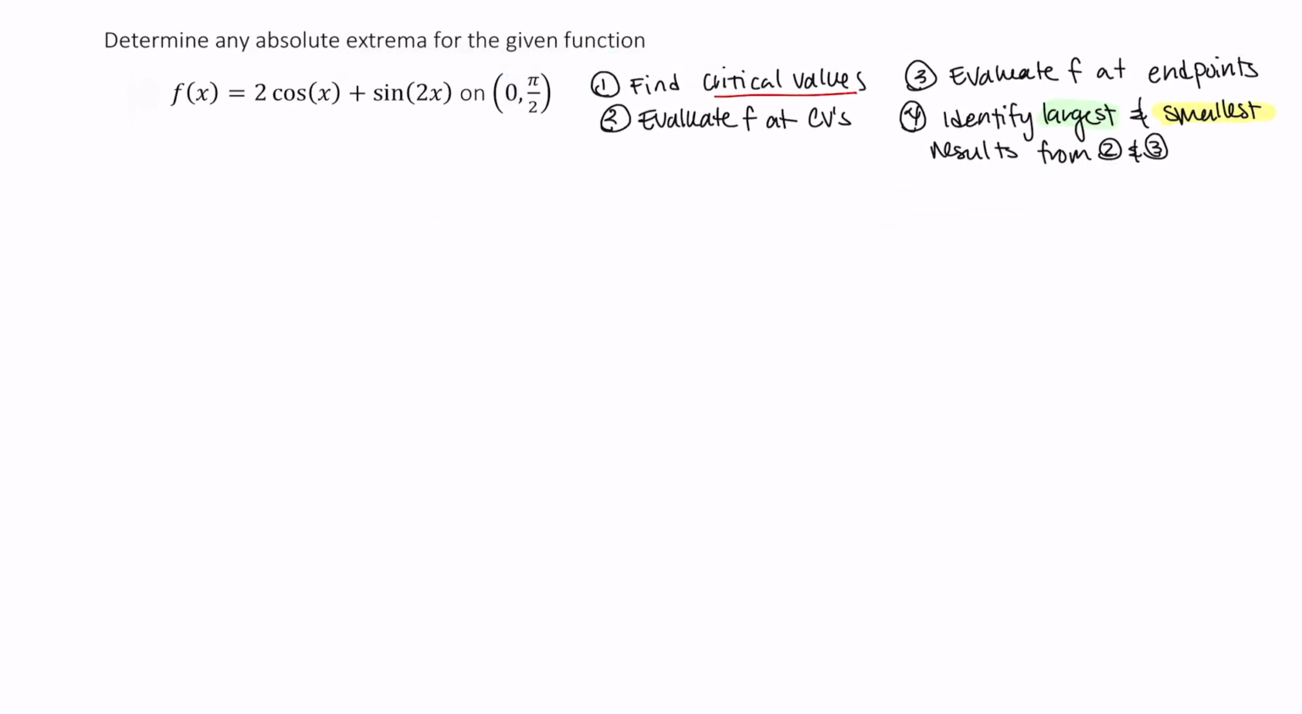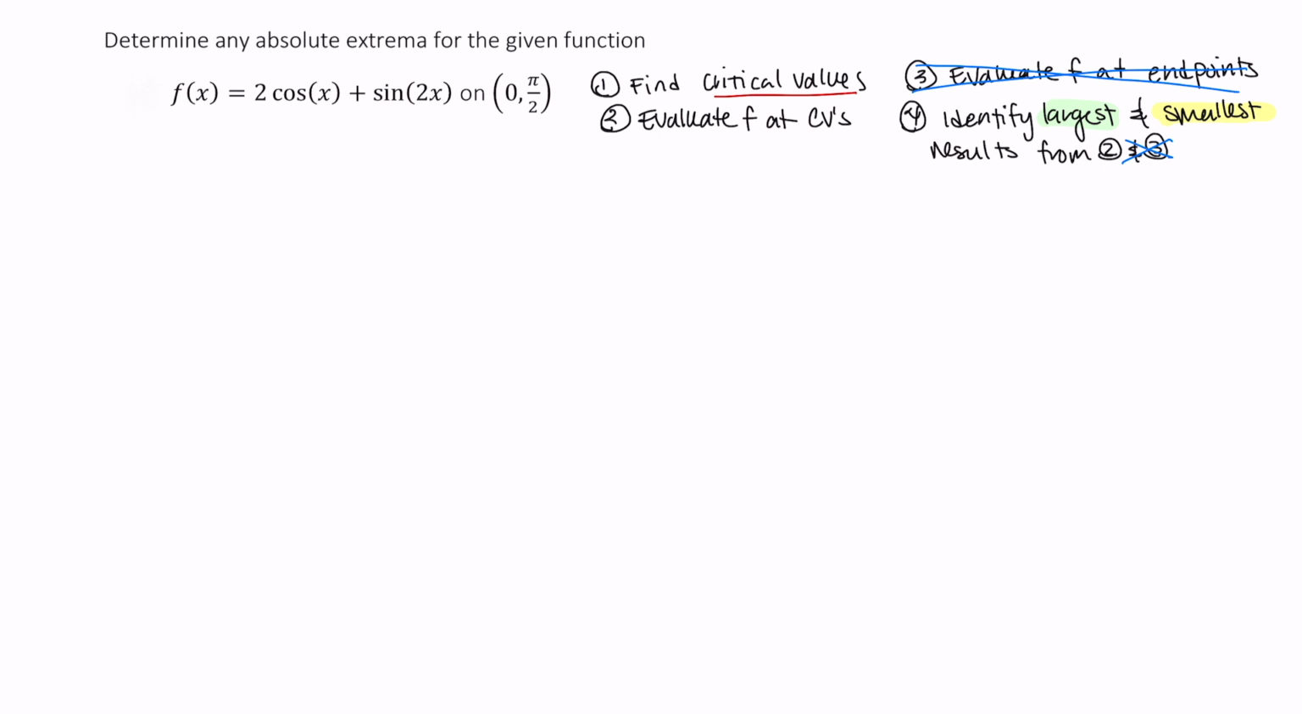So these are the steps we've been using in our previous videos, and that is when we had a closed interval, but here we have an open interval. So we still want to find the critical values and evaluate f at the critical values, but now we don't really have endpoints to evaluate f at. So I'm going to cross that out. And this means we're just going to identify largest and smallest values from step 2.